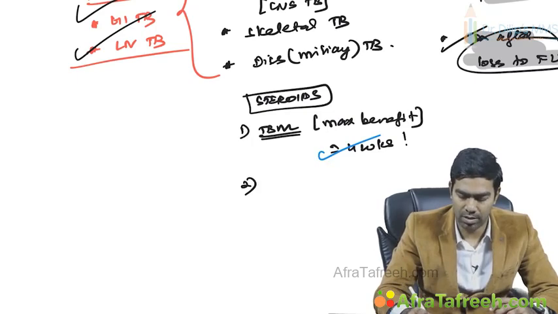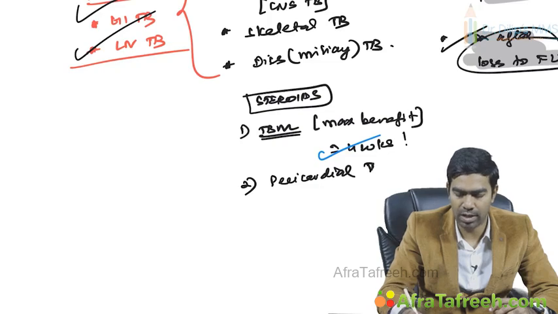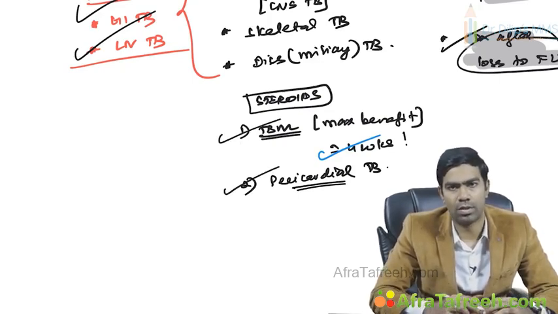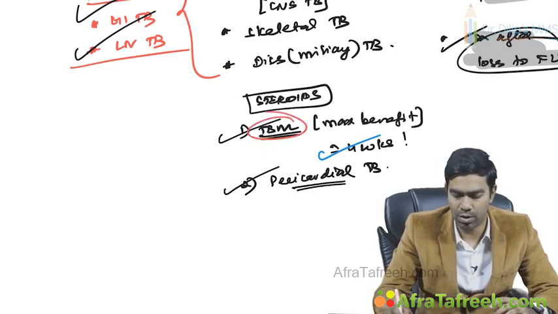Clear? Next, you have a good body of evidence for the use of steroids in pericardial tuberculosis like constrictive pericarditis also. But again, this needs further confirmation, but right now we have good evidence for these two. But the maximum evidence is for tuberculous meningitis only.